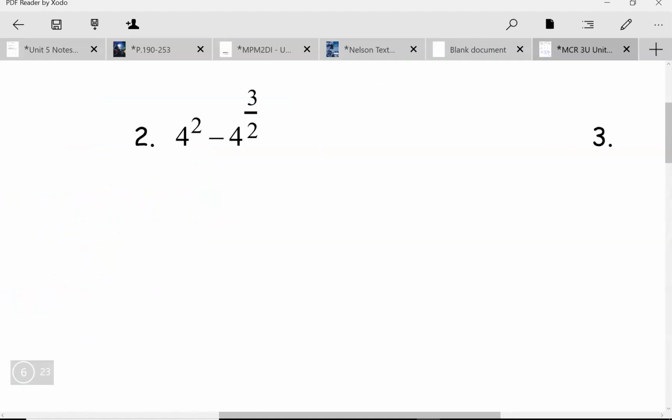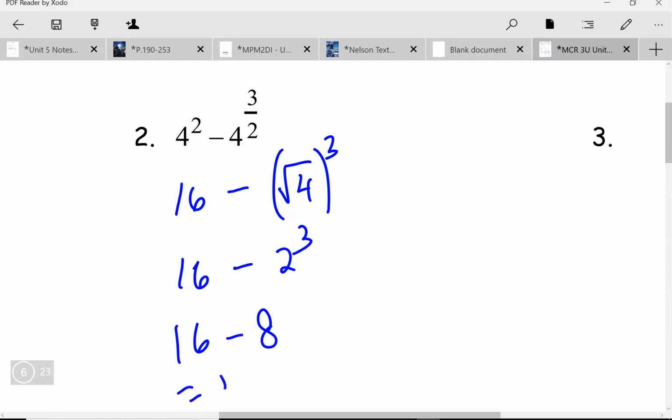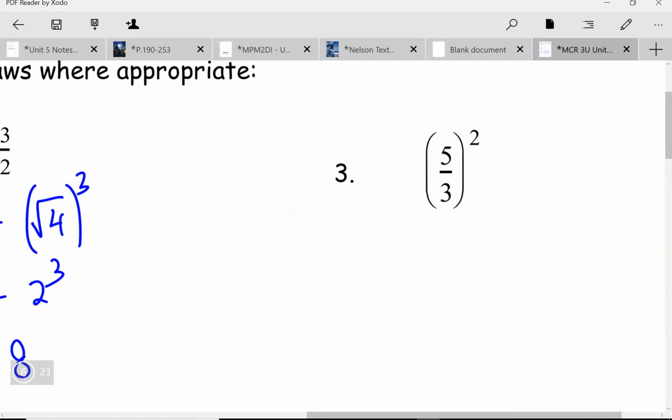Here we'll be careful. There's a negative sign, which means I can't really simplify this because there's no rule for subtracting two bases, right? There's no rule for that. So we are going to just evaluate these things now. So 4 squared is 16. Now we have to do 4 to the power of 3 over 2, which is not that bad because first we're going to take the square root of 4, and we're going to take the power of 3. Square root of 4 is 2 to the power of 3. Ta-da! That was hopefully easy.